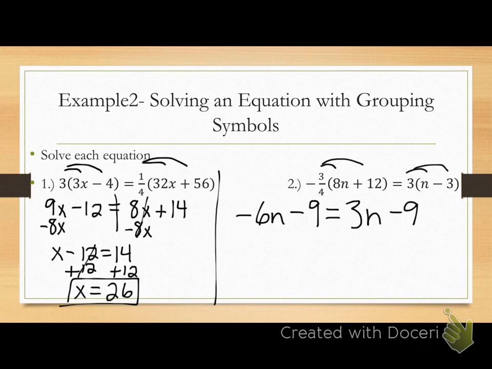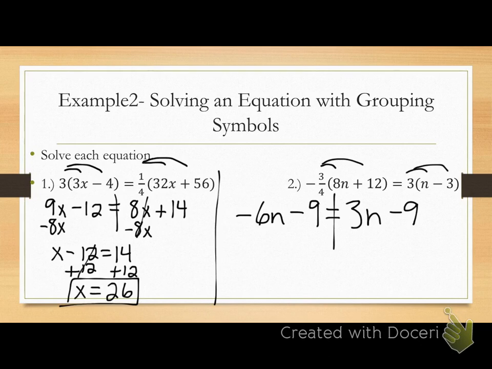Any other simplification processes I can do here before I start moving stuff from one side to the other? Can I combine any more like terms on either side of the equation? Does the left side have any like terms? No. Does the right side have any like terms? No. Is there distributive property on either side anymore? No. So I'm done simplifying. What would be my next step?